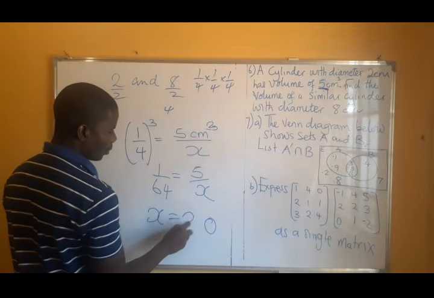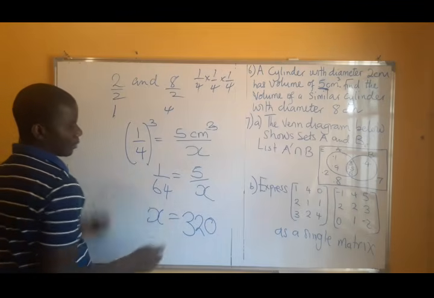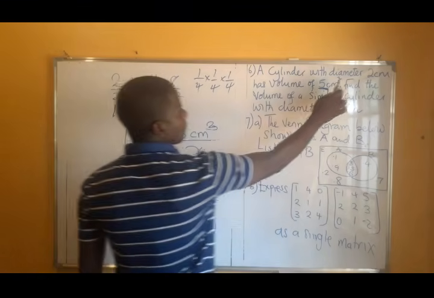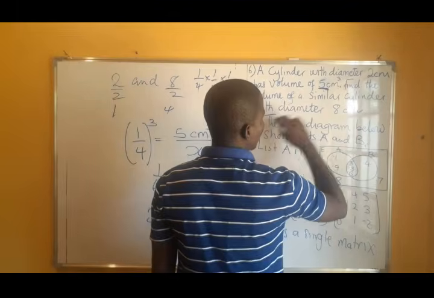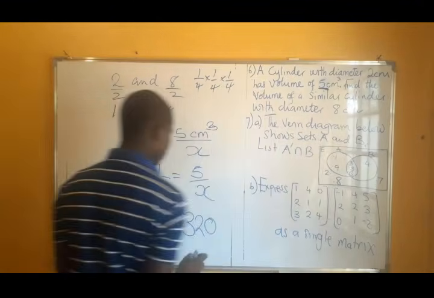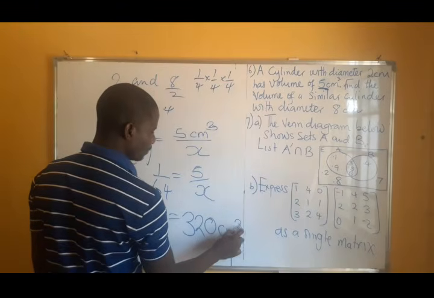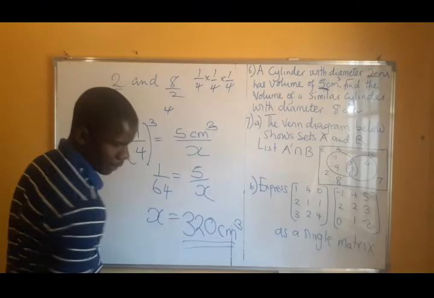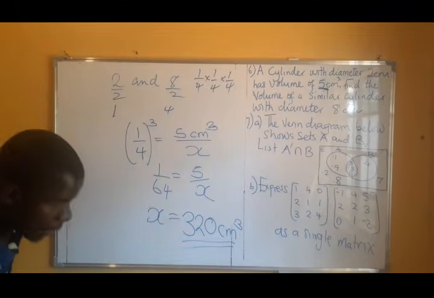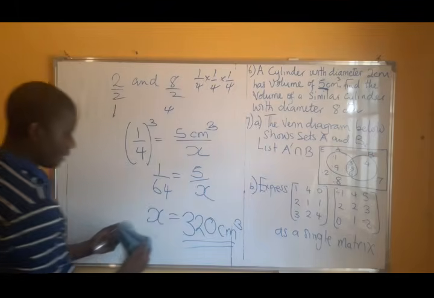Find the volume of a similar cylinder. This is what we are going to get here. Are we together? So we can move on to the 7th question.